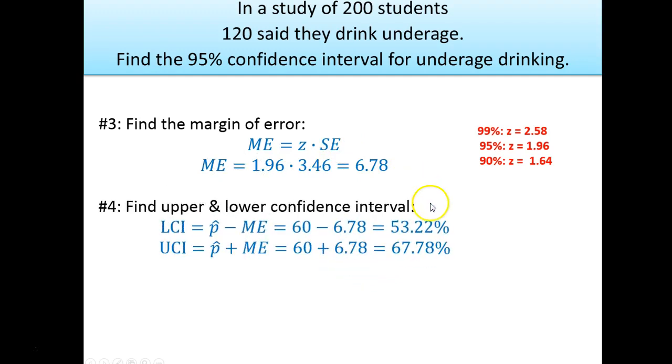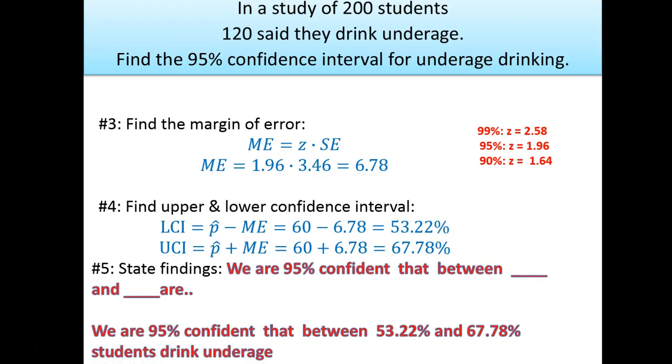So now we can find our actual interval by doing that plus or minus. We add it and we subtract it from our actual P hat. So we do the math right here, and here is your answer. Finally, we can just state our answer. This is the general sentence that you state it with. You might want to write that down in your notes. And here's our final sentence. We are 95% confident that between 53.22% and 67.78% students drink underage.